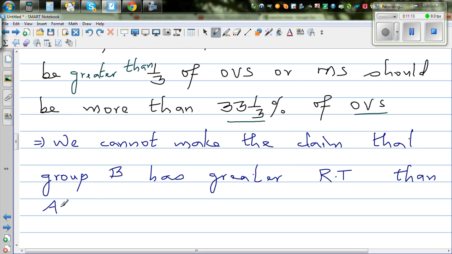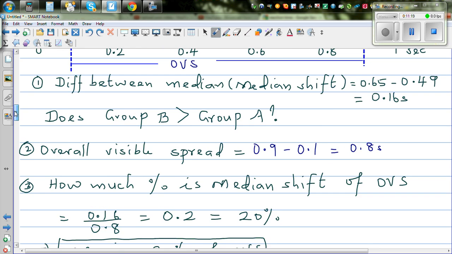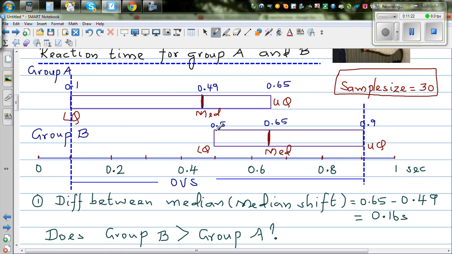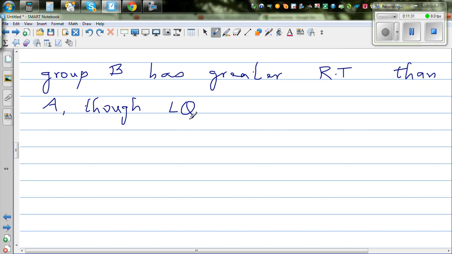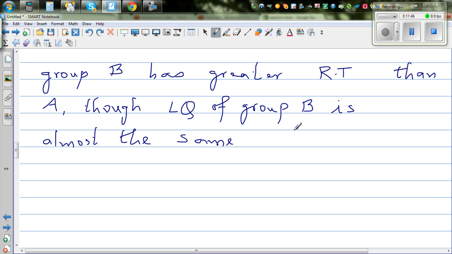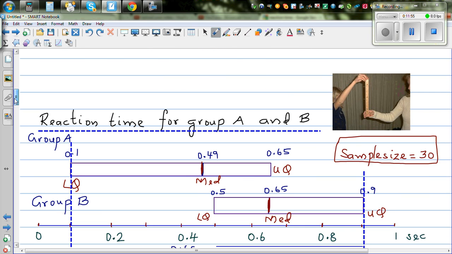Though, this is one thing that you may wonder about. What are we seeing? The lower quartile of group B is almost the same as the median of group A. Now, what does that mean in terms of percentage? So I'll only make that statement. I hope you understand.